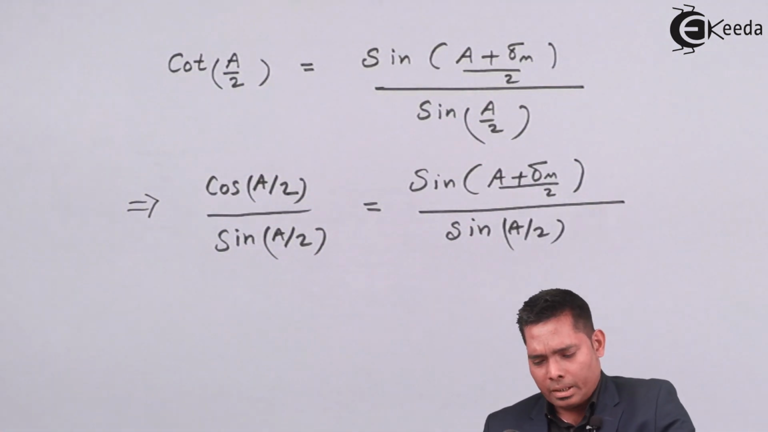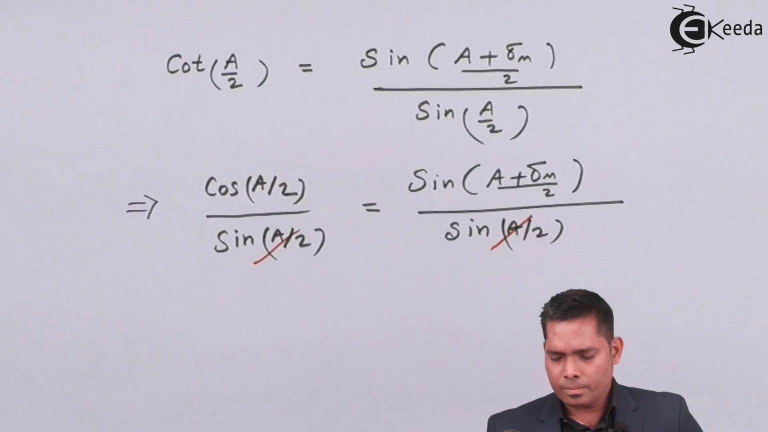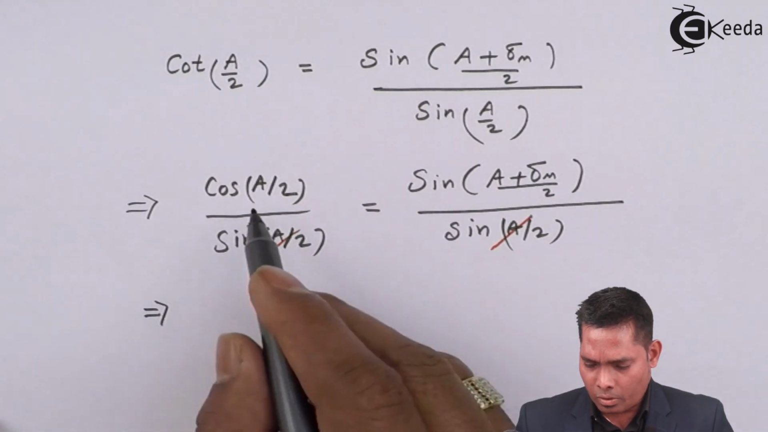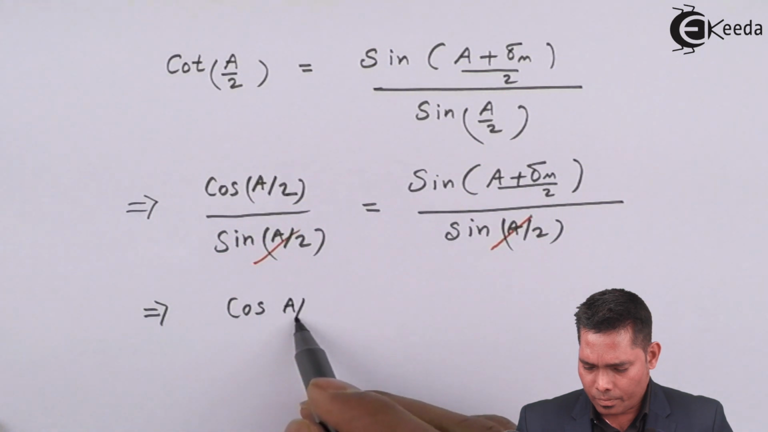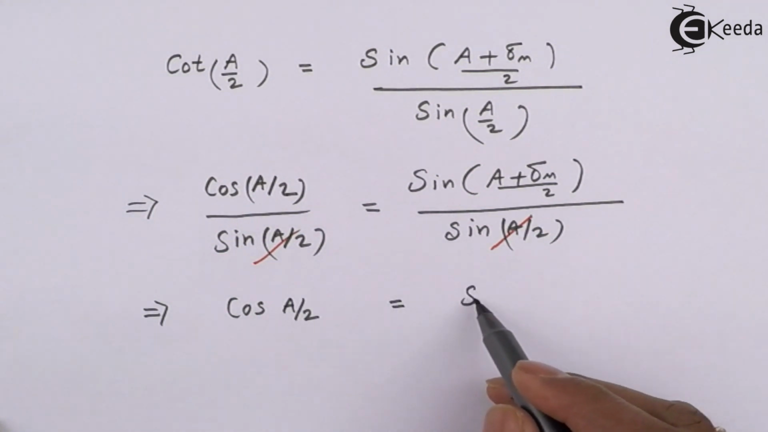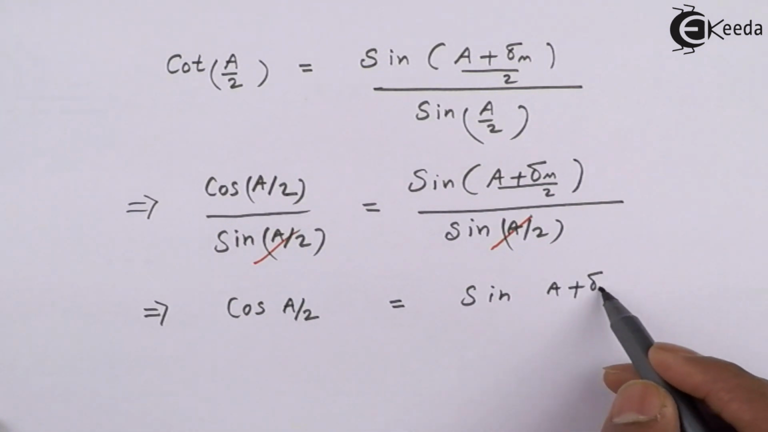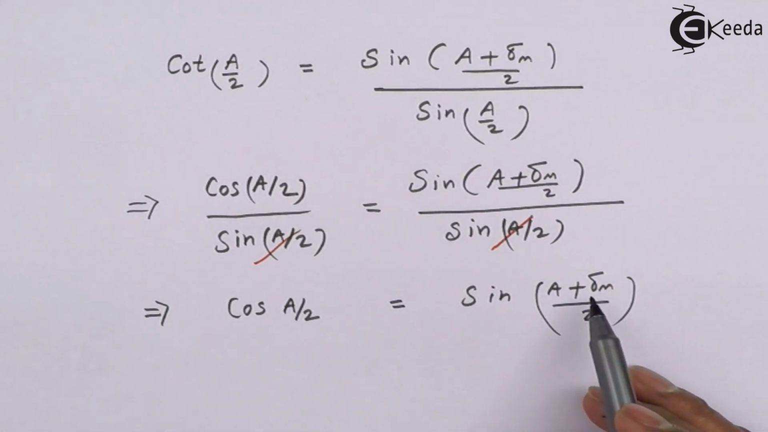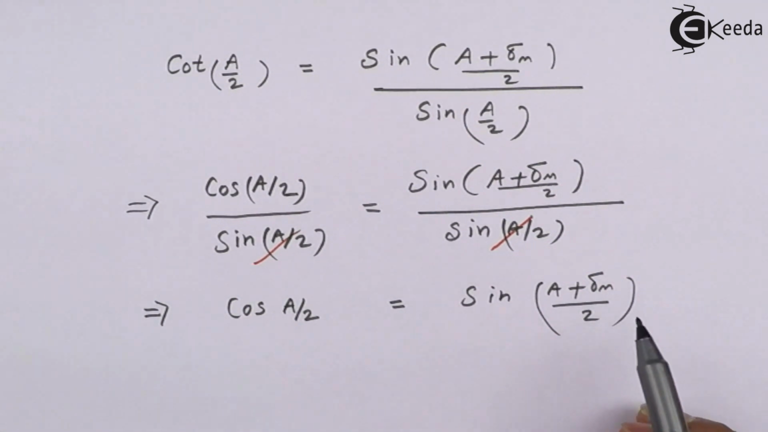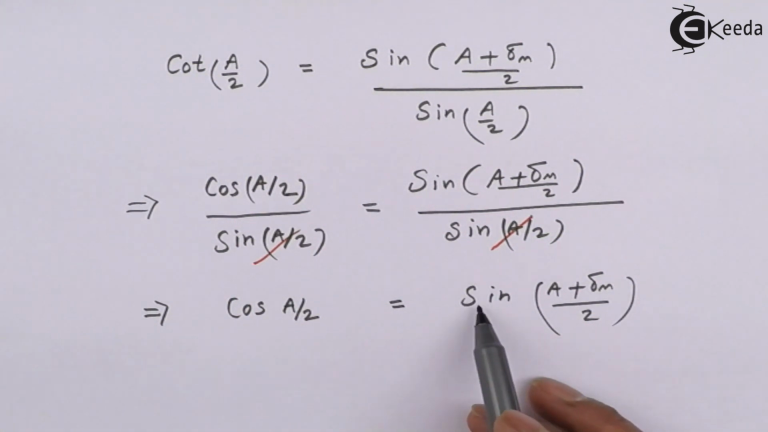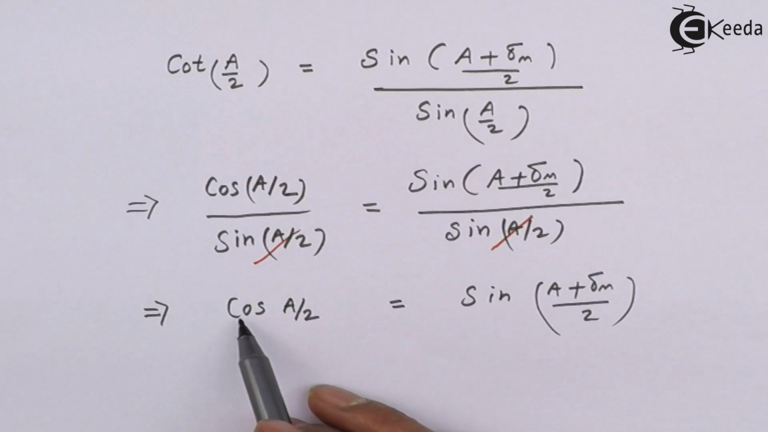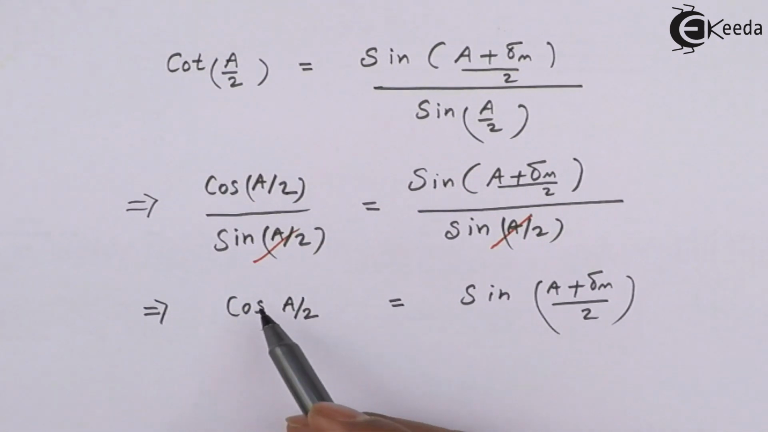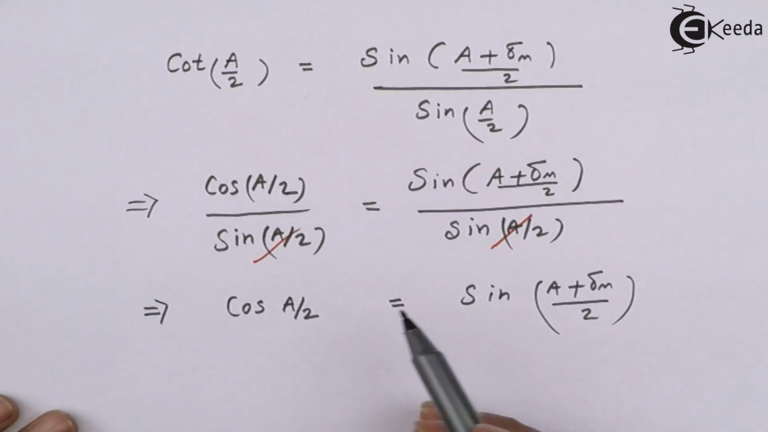As you can see, this will cancel out, and what is left? Cos of A by 2 equals sine of A plus delta m divided by 2. Now, how to solve this equation to get the value of delta m? We have to get rid of this sine and this cos. This is possible if I write cos as a function of sine. I have to convert this cos function into a sine function.